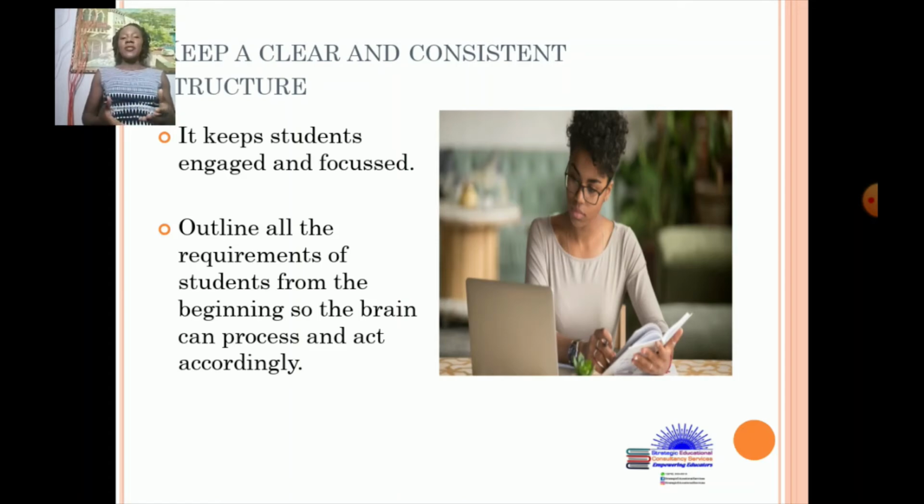You can do the same, because what it does, it helps the brain to be organized. Really, if the brain is what the students use to learn, then as educators, as teachers, you need to understand how it works and use it to help your students, right? So you want to ensure that there is clear and consistent structure.